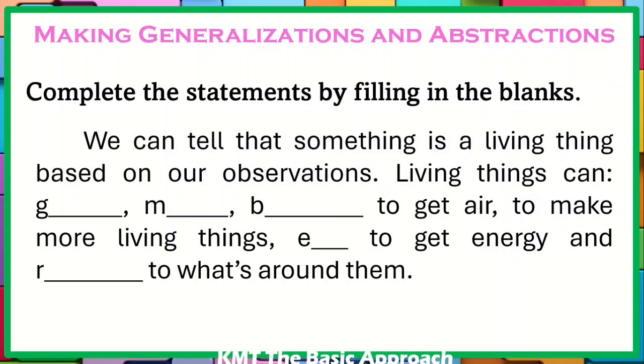Let's answer. We can tell that something is a living thing based on our observations. Living things can grow, move, breathe to get air, make more living things, eat to get energy, and respond to what's around them.